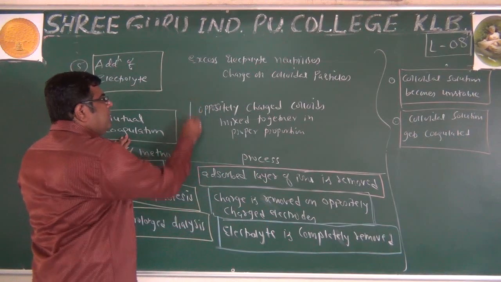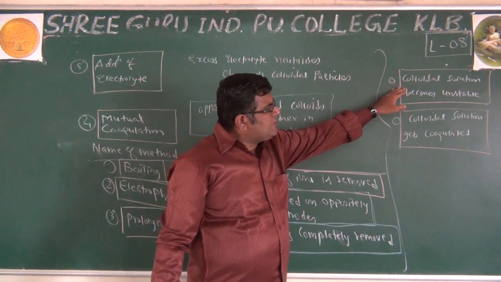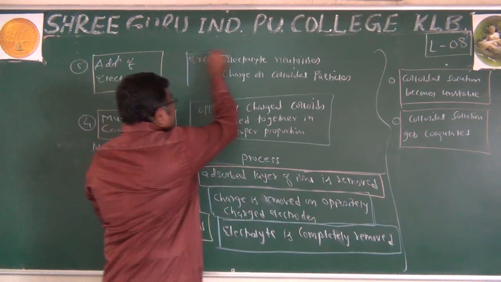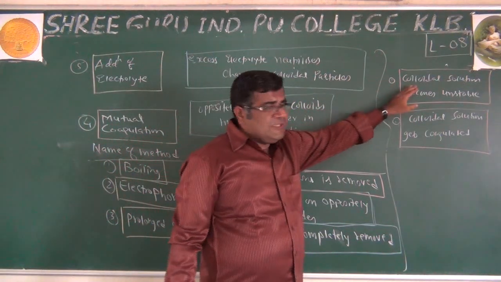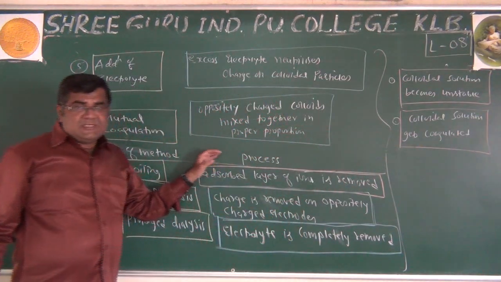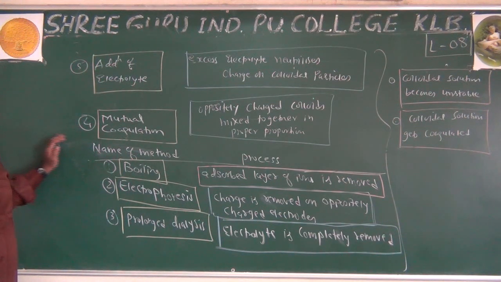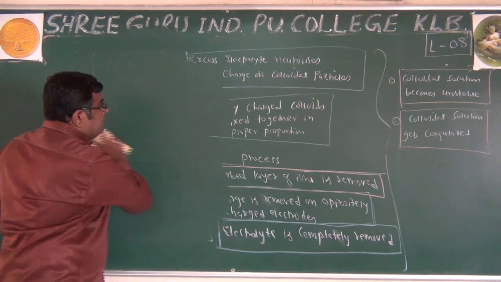Mutual coagulation: when oppositely charged colloids are mixed together in proper proportion, the colloidal solution becomes unstable and gets coagulated. Addition of electrolyte: excess of electrolyte neutralizes the charge of colloidal particles, the colloidal solution becomes unstable and gets coagulated. So these are the different methods of coagulation. The process of settling down of colloidal particles to form precipitate is called coagulation. So again, a question can be asked for 1 to 2 marks.